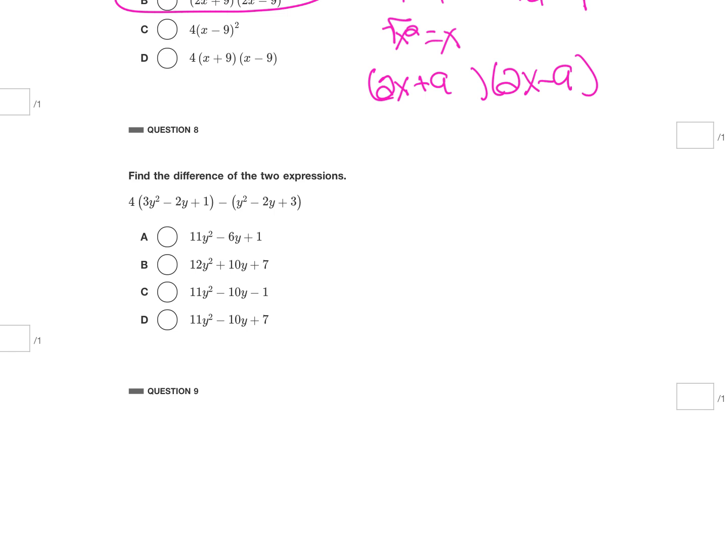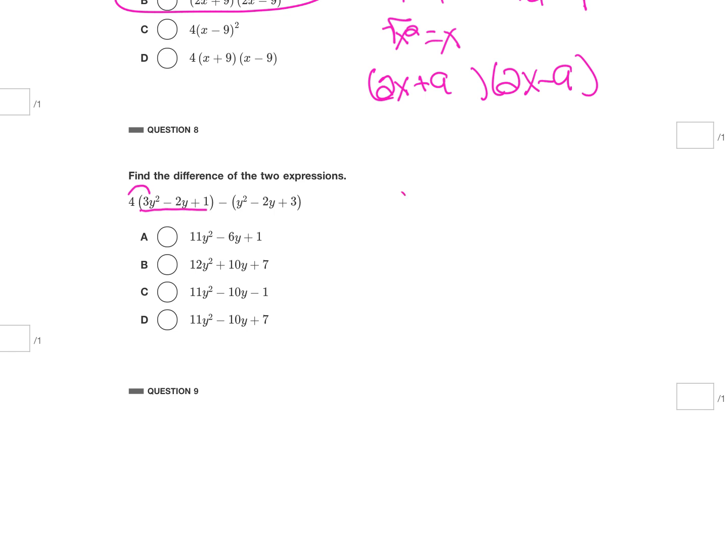Okay, number 8. Ooh, find the difference of the two expressions. Something different. We're not factoring here. We're just adding or subtracting polynomials. Okay, so I'm looking at the expression, and even if I go through our normal solving equations steps, what's the first thing I do? Well, I'm going to distribute. So here I notice a 4. I'm going to distribute that 4 to everything in this polynomial.